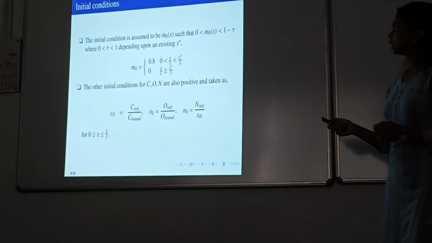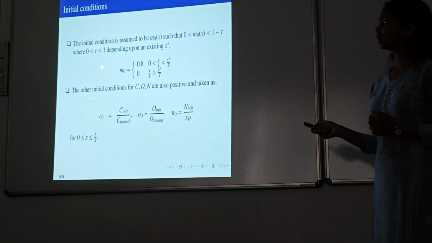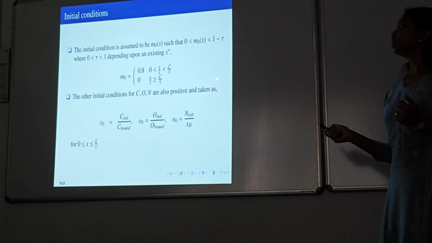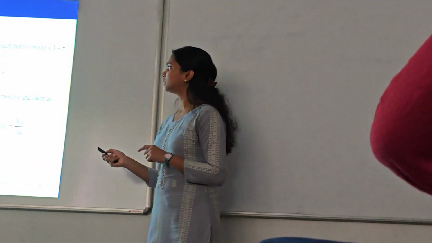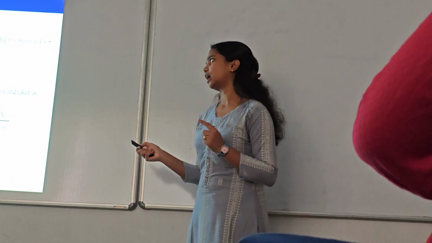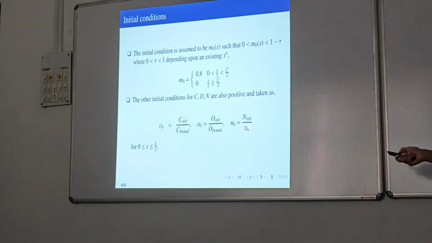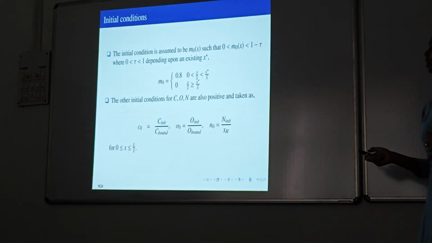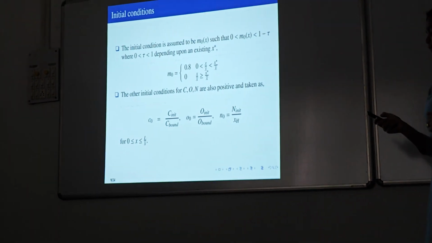As the initial condition, I have said already that we are starting our simulation with a very small amount of biomass until a certain length, that is x star, and otherwise it's 0. And we are starting with a constant initial condition for carbon, oxygen, and planktonic bacteria.